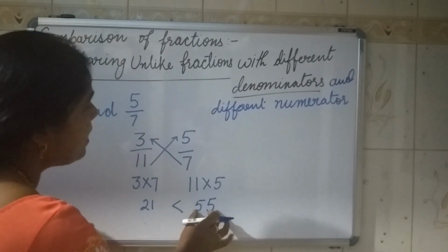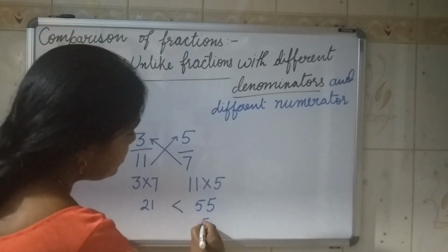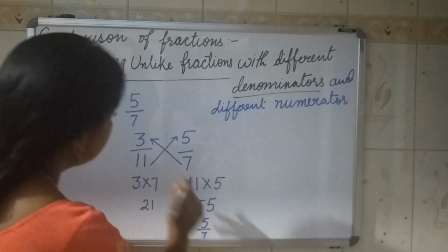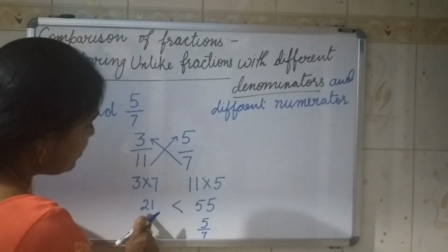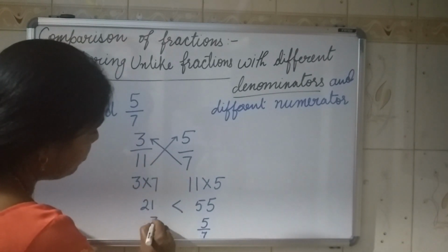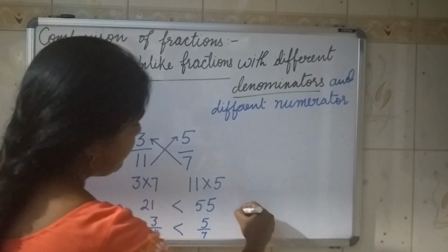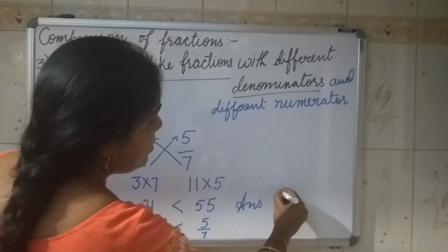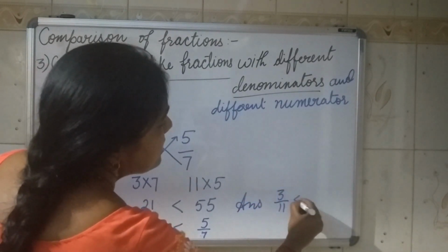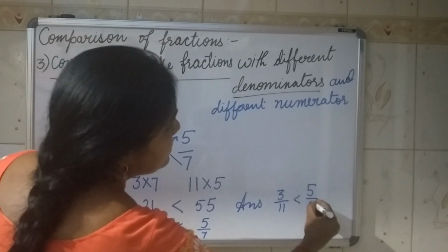Now this 55 comes from 5 by 7, so I will write down 5 by 7 here. This 21 came from 3 by 11, so I will write down 3 by 11. Now 5 by 7 is greater than 3 by 11. So the answer is 3 by 11 is less than 5 by 7.